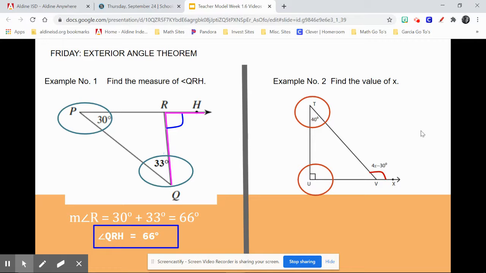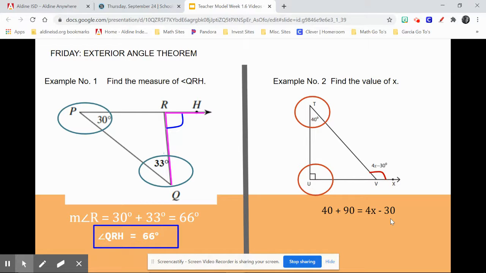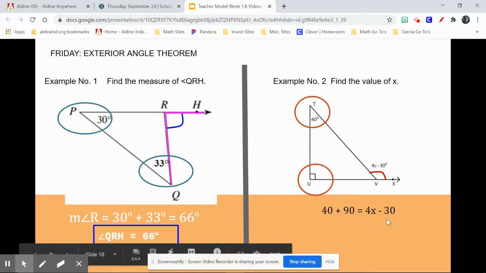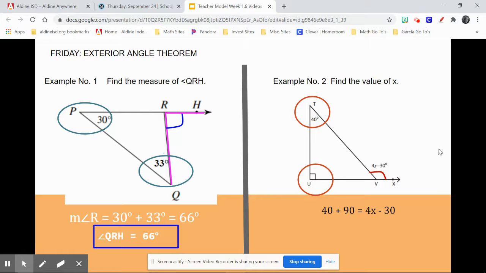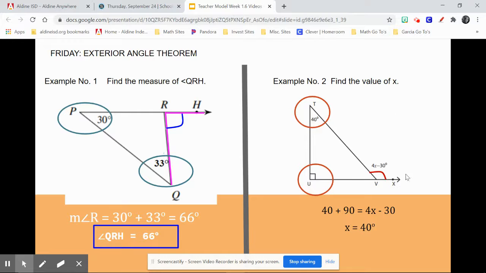So we're going to take the measure of angle T, which is 40 degrees, plus the measure of our right angle, which is 90 degrees, and we can now set that equal to the measure of angle B, which is 4x minus 30. When we get here, we have some options. We can solve it algebraically, we can put it in our calculator, and we're going to solve for x. So once you choose the method that you're going to use, we find out that the measure of x is 40 degrees. We've answered the question, but I want you to be mindful.